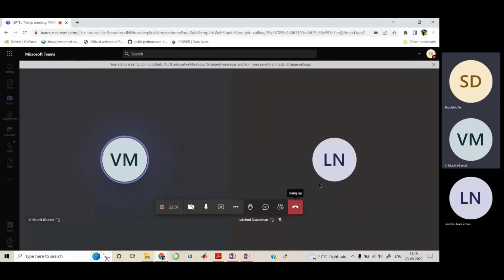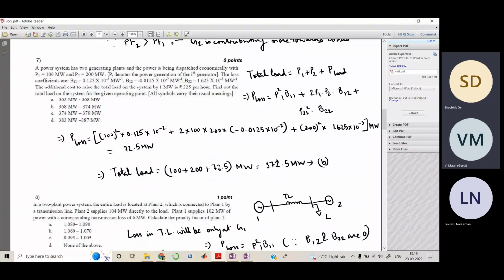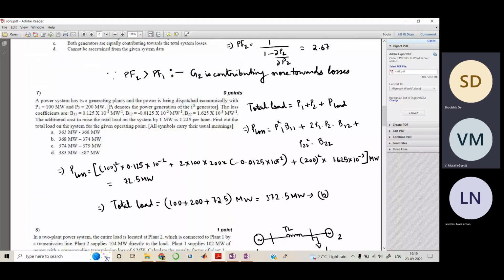Is it total generation minus losses is the demand? Yeah. Demand is that, but you have to find the total load, right? P1 is the power being generated at station 1 and P2 is the power being generated at station 2, right? And your total generation is 300 megawatt. When you are calculating demand, generation equals demand plus losses.